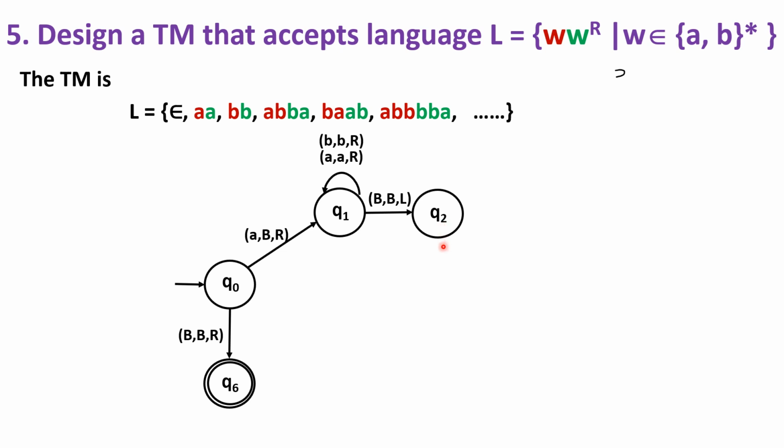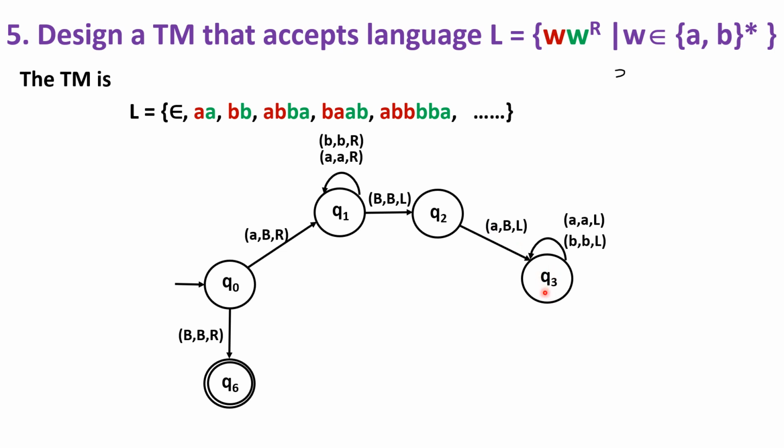Next, state Q2 will go back to the rightmost symbol. In Q2, the rightmost symbol must be an A if we have started with an A. This rightmost A is replaced as blank and we move towards the left and change the state. So the Q2 state will replace the rightmost A as blank and reach Q3.